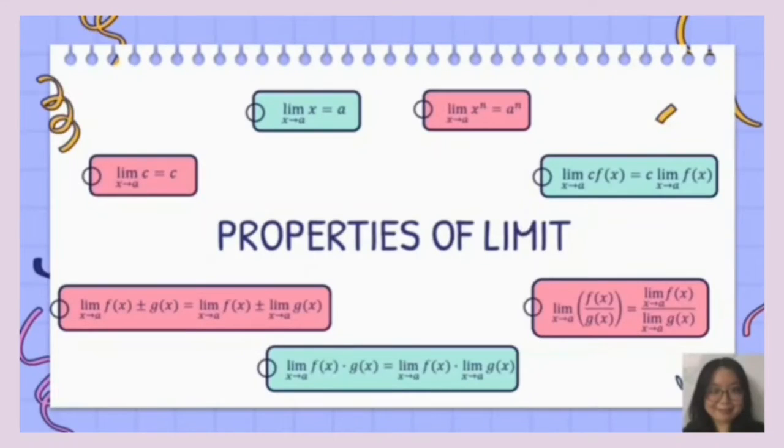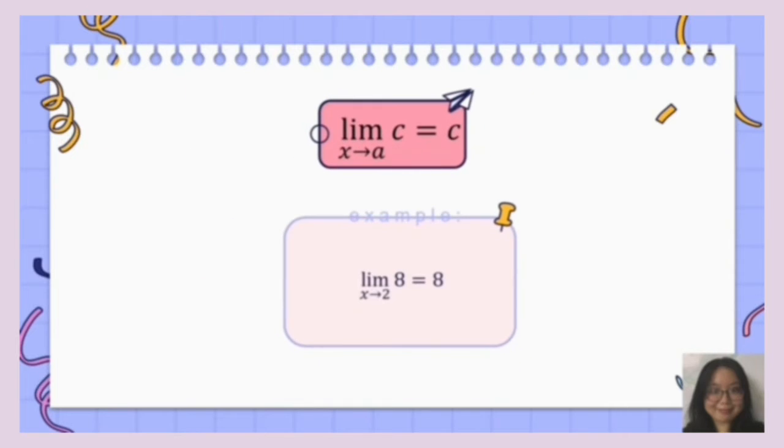7 properties of limit. This property is useful when finding limit, especially for questions when it specifically told you to find limit using properties. First property is limit x approaches to a for constant, the answer will be constant. This is an example.